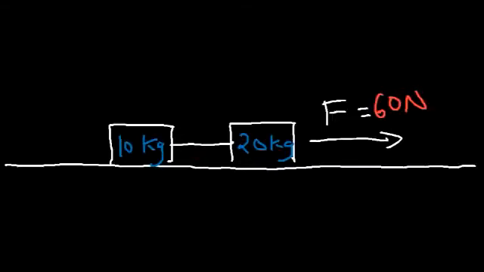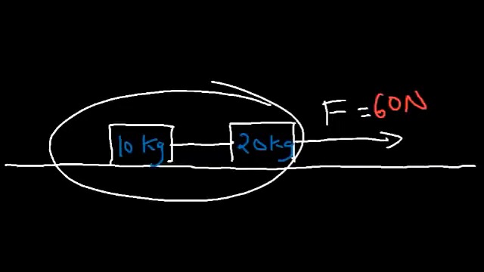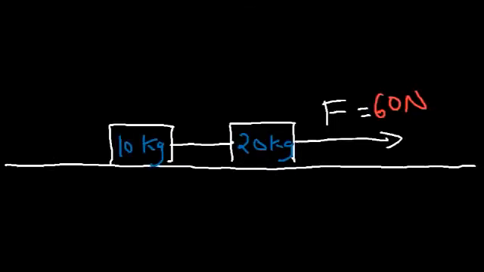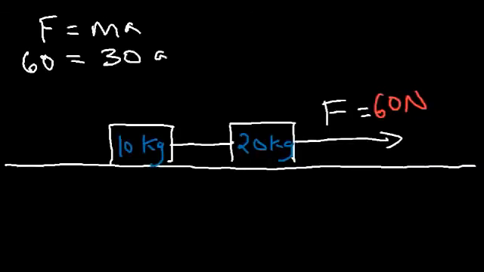Now, the force that pulls the 20 kilogram object to the right is equal to 60 newtons. To find the tension force in the rope, we need to find the net acceleration of the system. So we can treat these two objects as if they were a single mass of 30 kilograms. So using the equation F equals ma, we have a net force of 60 newtons and a total mass of 30 kilograms. So the net acceleration is 2 meters per second squared.